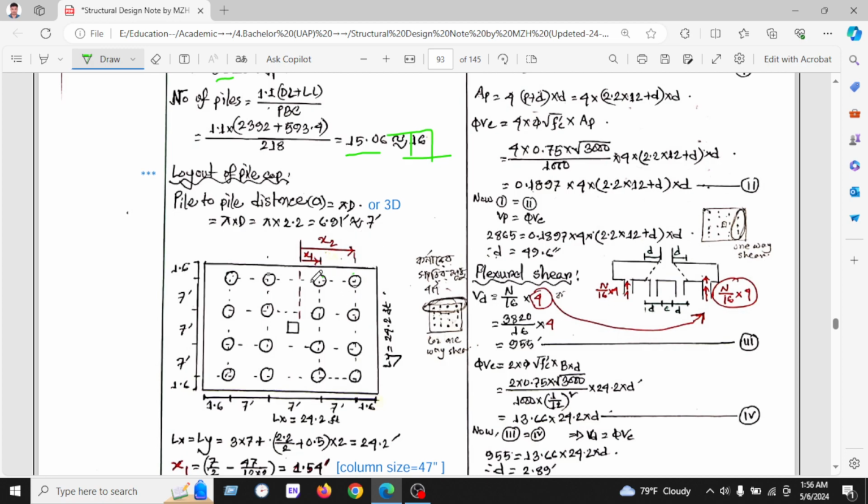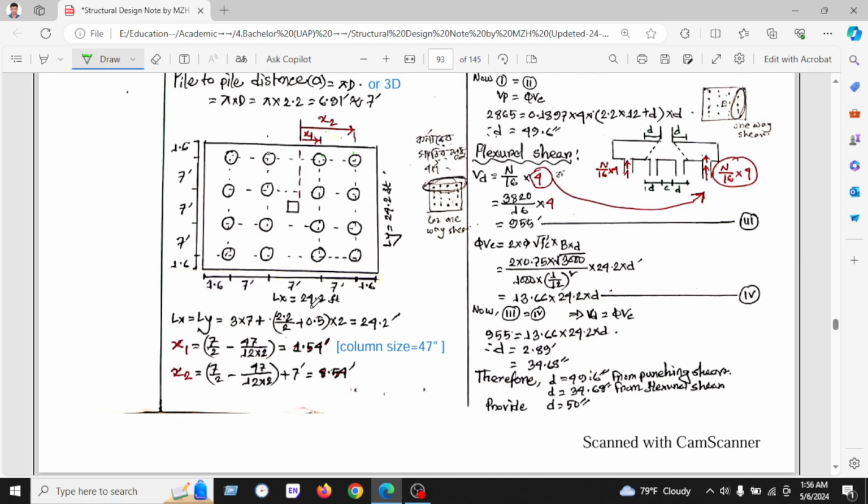Here is one pile to another pile. One pile to another pile distance will be 7 feet. So here it is 7 feet, 7 feet, 7 feet, and 1.6 is the clear distance from the pile center to the edge of the pile cap. Okay, LX and LY, 3 into 5. 3 spacings, 1, 2, 3, so 3 times 7, plus 2.2 divided by 2 on each side, and it is 24.2. LX and LY are also 24.2.